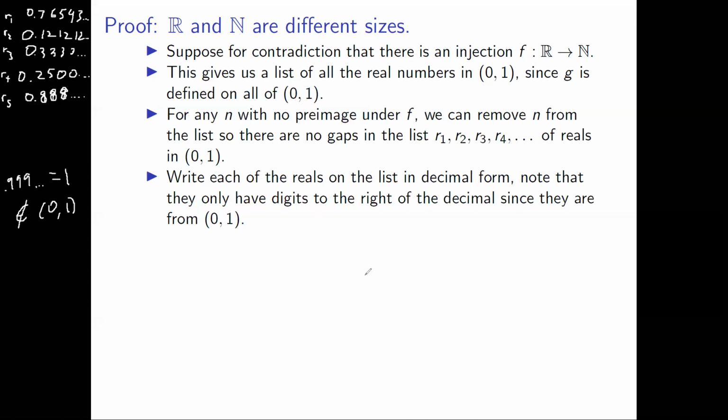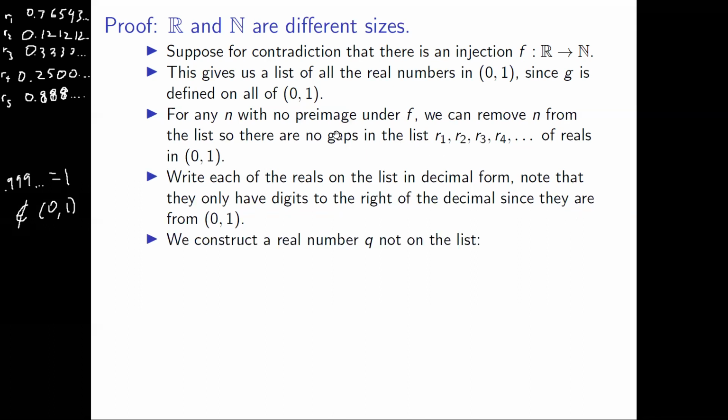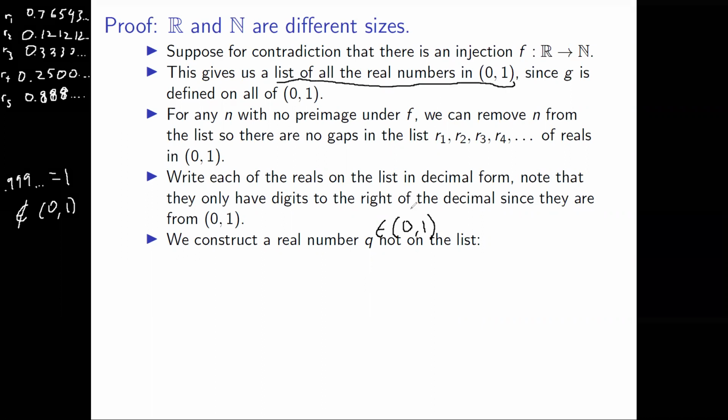And we now need to show a contradiction somehow, because this is a proof by contradiction. So all we need to do is construct a real number that's not on the list. It's a real number which is in the open interval from 0 to 1, which is not on the list. So this would be a contradiction, because supposedly this is a list of all the real numbers in 0, 1. So if we can construct some real number that's not on the list, that would contradict what we're saying in the second bullet. So we just need to construct this real number somehow.